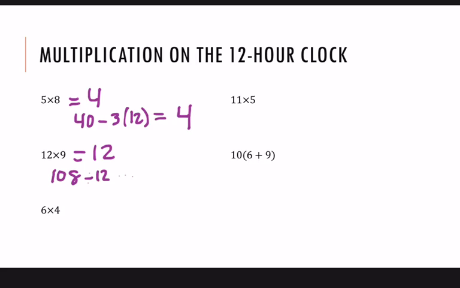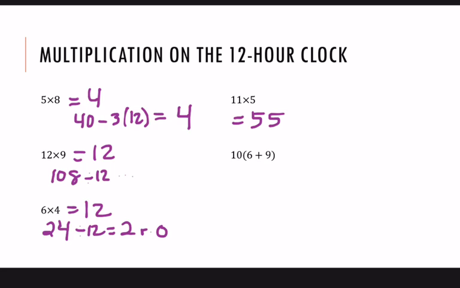All right, 6 times 4 is 24 in normal multiplication, and that is also a multiple of 12, or in other words, when you divide it, you get 2 remainder 0. 0 corresponds to 12, so that also equals 12. Okay, 11 times 5. In real numbers, that would be 55.